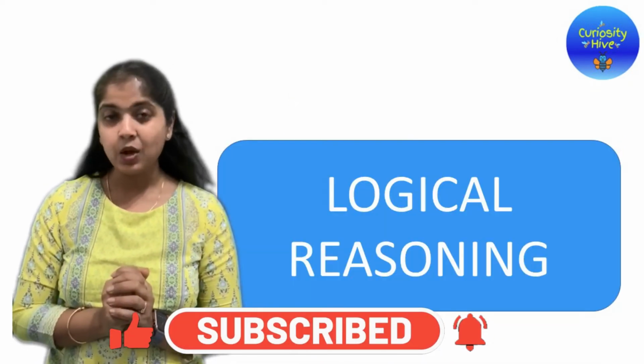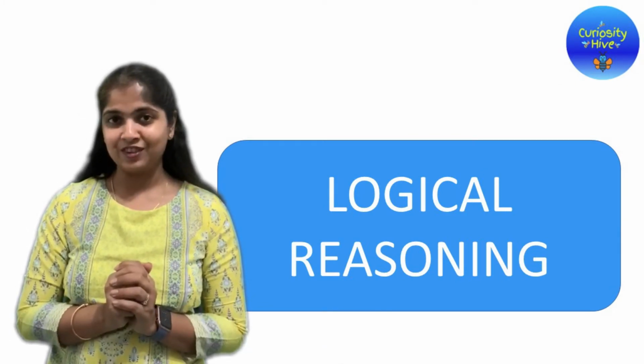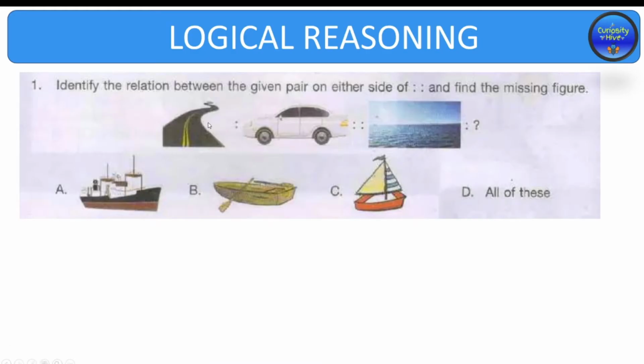So let's start with the logical reasoning section first. The first question is to identify the relation between the given pairs on either side of the four dots and find the missing figure. Do you know this answer? Well, this is an easy one, as car is the mode of transport on road. So the mode of transport on water is either ship or boat or the yacht. So all of these are the right answer for this one.